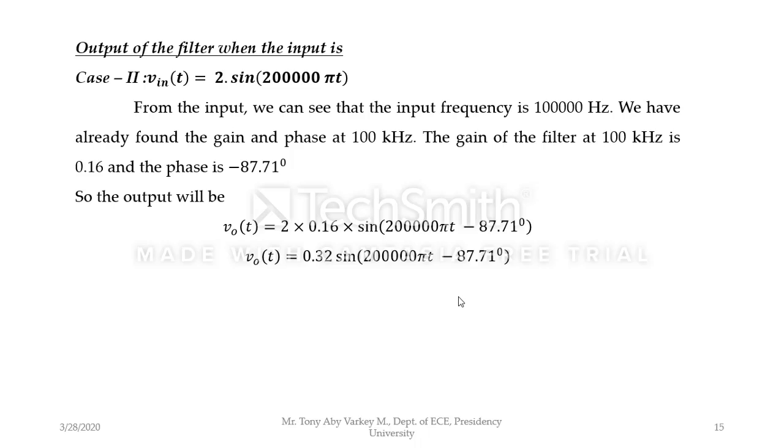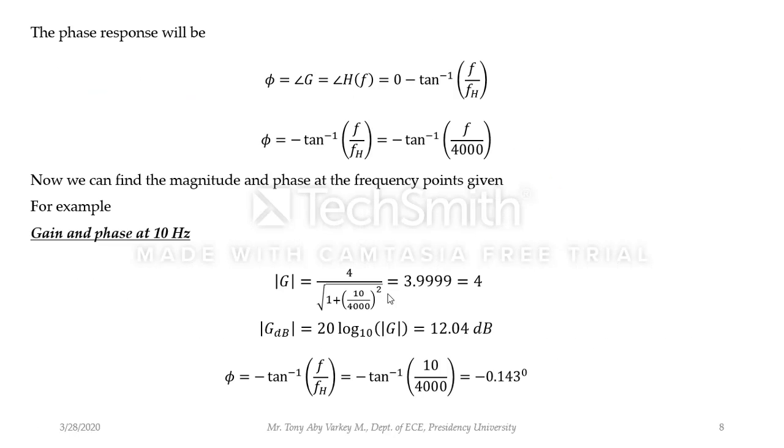Whereas in the second case the input is 2 sine 200,000 pi t. So 2 pi f will be equal to 200,000 pi, which means the input frequency will be equal to 100 kilohertz. From the table we know that at 100 kilohertz we have calculated the gain and phase. So the gain of the filter at 100 kilohertz is 0.16 and the phase is minus 87.71.